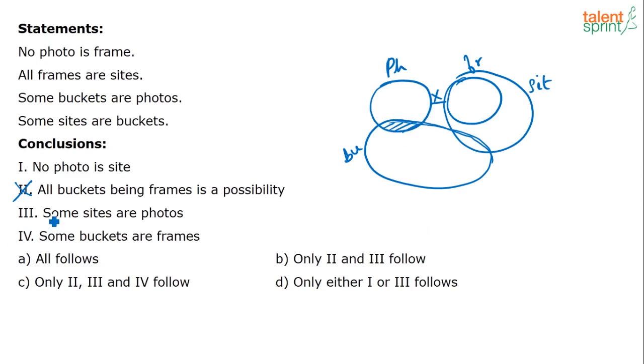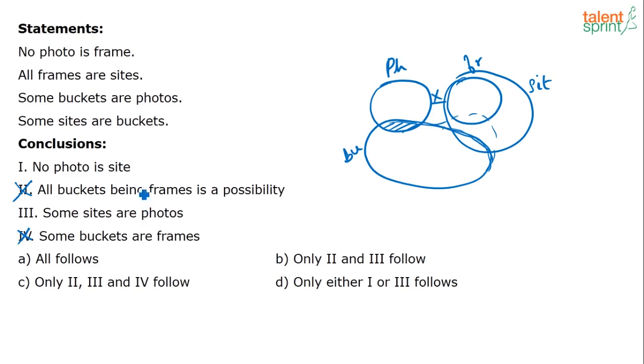Now conclusion 3 says some sites are photos. Can be true, cannot be true. Some sites can be photos or not. We are not sure. Let that be there. Some buckets are frames. Is that true? Again, it's not a definite conclusion, right? This buckets set can be like this. In that case, some buckets are frames. But we are not sure. Now I have drawn a basic diagram like this. So it is not a definite conclusion, right? So this conclusion I cannot take.